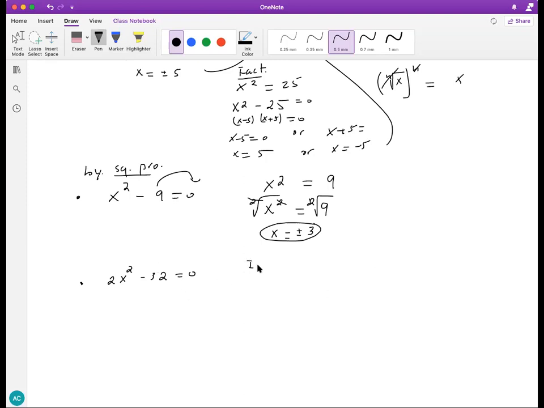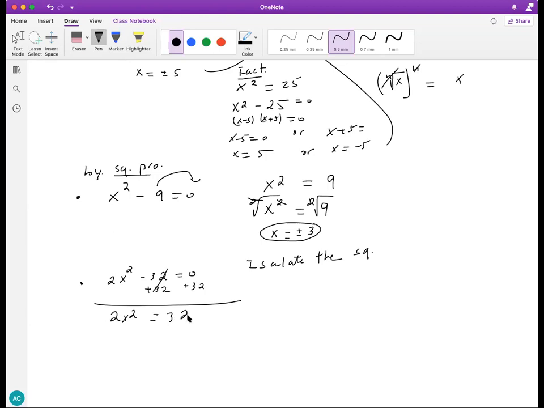So the first step is to move the 32. That's what we call isolating the square, or the second power. To isolate it, we're going to cancel this first. So we add 32 to both sides. So the 32 cancels out.